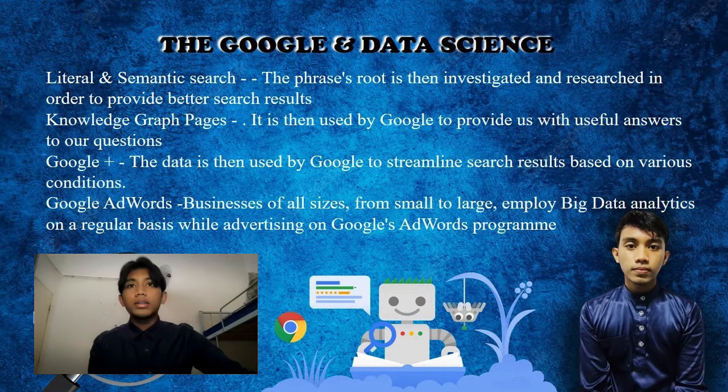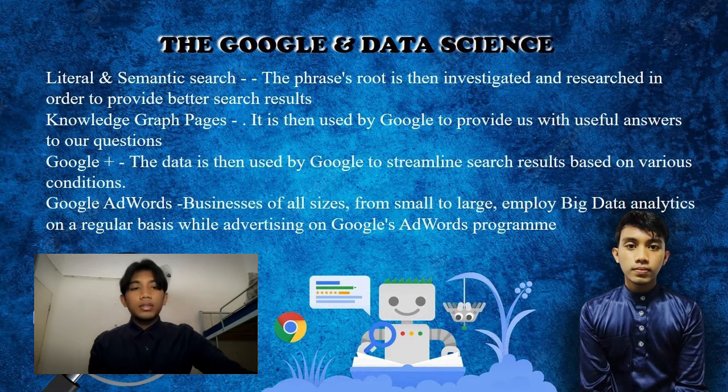Secondly is the Knowledge Graph. The Google Knowledge Graph is a tool or database that collects all data and information about people, places and things, as well as how they are differentiated and related. It is then used by Google to provide us with useful answers to our questions. The Google Knowledge Graph is centered on the user and provides them with relevant and valuable information quickly and simply.